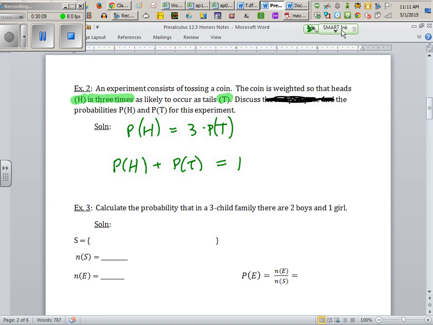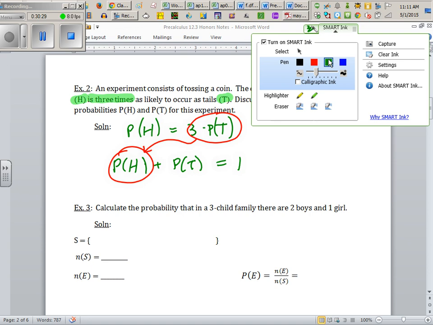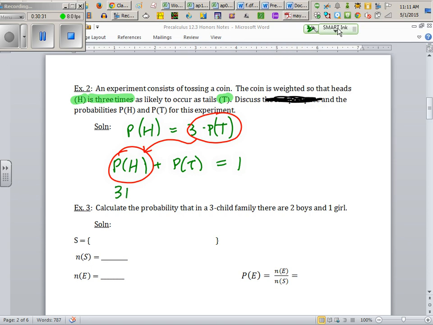So now we're going to solve this system of equations. This is just like solving x equals 3y and x plus y equals 1. It's the same problem. So just treat it like an algebra problem. We're trying to find P of H and P of T. So why don't we just take 3 P of T and stick it in for P of H right here. So we get 3 P of T plus P of T equals 1.